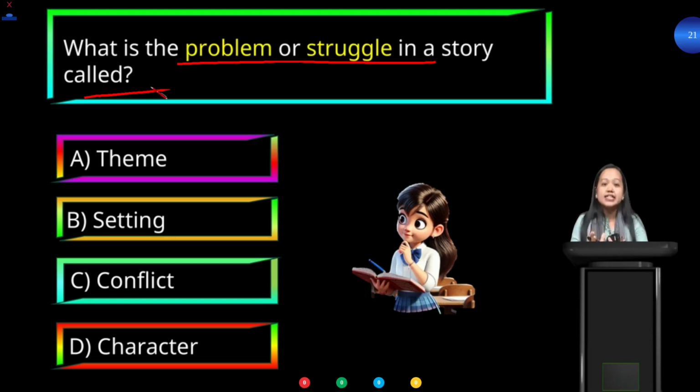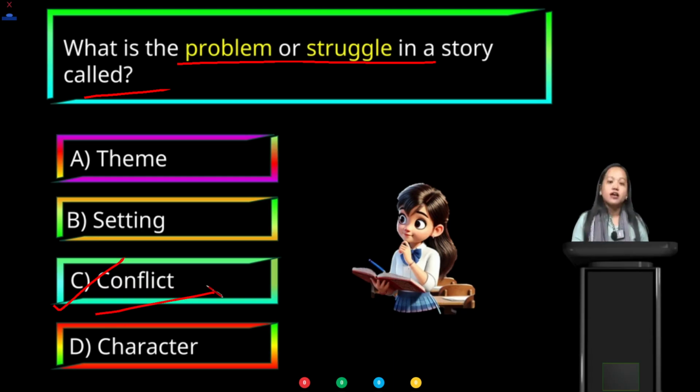What struggle do we see in the story? What do we call that? Is it theme or is it setting? Is it conflict? Yes, which is the correct answer here? Okay, so time is up. Here our correct answer is what? Option... Very good. Option C is our correct answer.